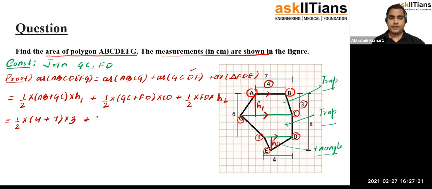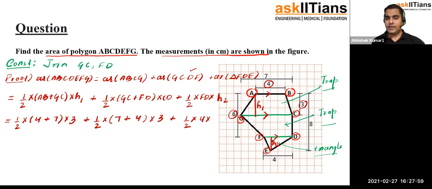Clear? Plus, you are going to get 1/2 into GC, GC is equal to 7, plus FD. FD will be equal to 4 only. Because F got shifted by 1 unit, if you compare it to the position of A, by 1 unit to the right hand side. So it is also going to be 4. And what is CD? CD will be equal to 6 minus 3, which is equal to 3. Here you are going to get 1 by 2 into FD. FD is equal to what? FD is equal to this value. FD we already knew, that is equal to 4.